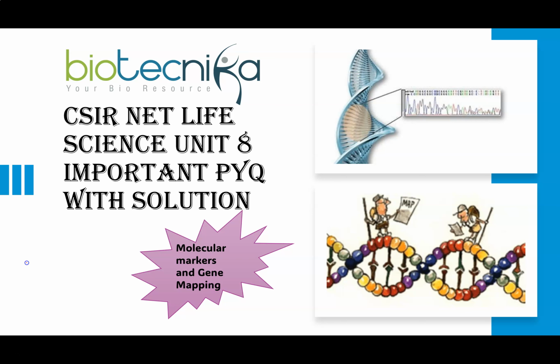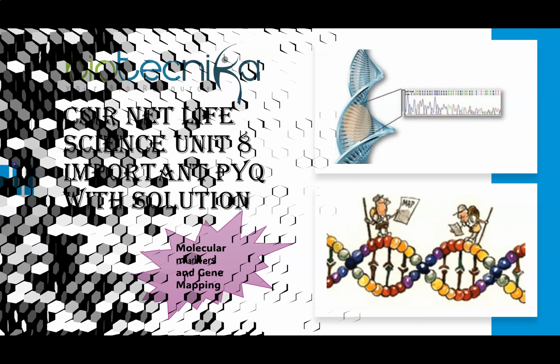Whenever we see questions where some band patterns are given in the gel, you have to comprehend it and link it with some situation, whether it is linkage, recombination frequency, or inheritance of a particular disease. Those kinds of questions are becoming very common nowadays. So let's see some examples of those questions and see how we can solve them.